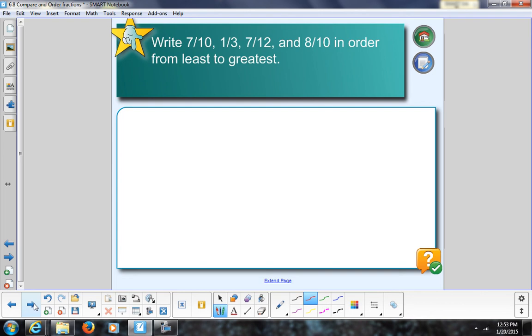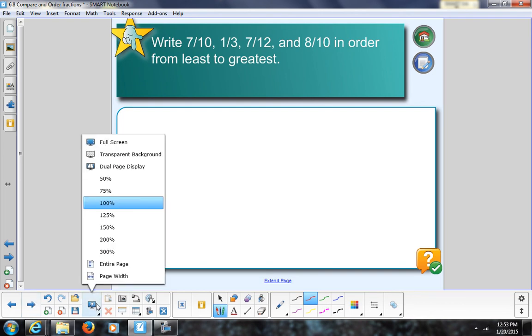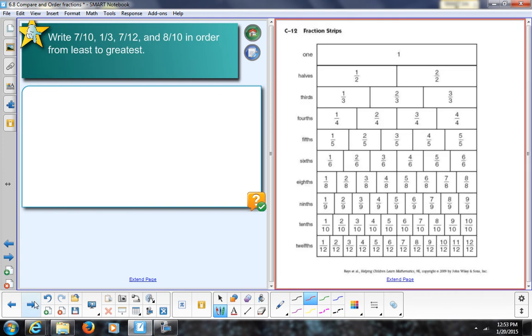All right, so here's some more numbers to put in order. Let's go dual page screen so that you guys can look at the fraction strips, because that is by far the easiest way to put numbers in order. All right, so we have 7/10, which is 1, 2, 3, 4, 5, 6, 7 right here. We have 1/3 right here. We have 7/12 right here, and 8/10, which is right here. Okay, 7/10 and 8/10. Good. All right, so I can kind of look at that and see what I have in order. I know that 1/3, and then it'll go 7/12, 7/10, and 8/10.